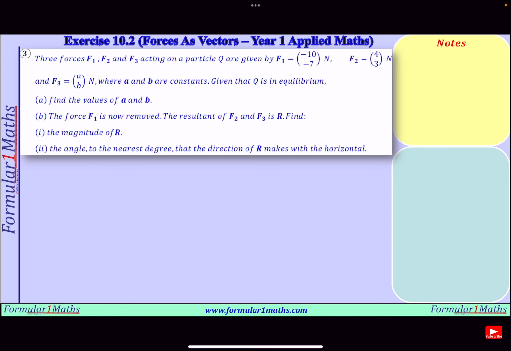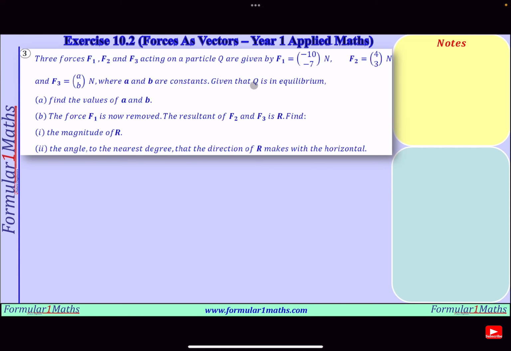B, the force F1 is now removed. The resultant of F2 and F3 is R. Find the magnitude of R, and the angle to the nearest degree that the direction of R makes with the horizontal.